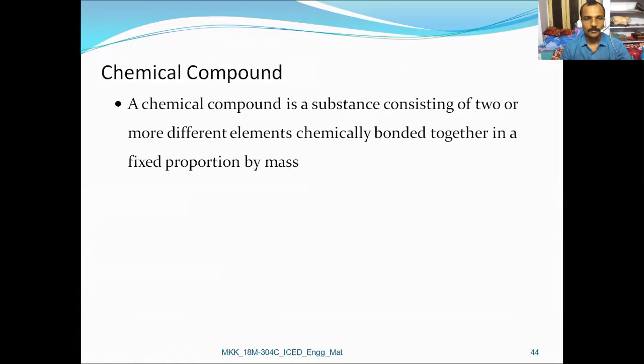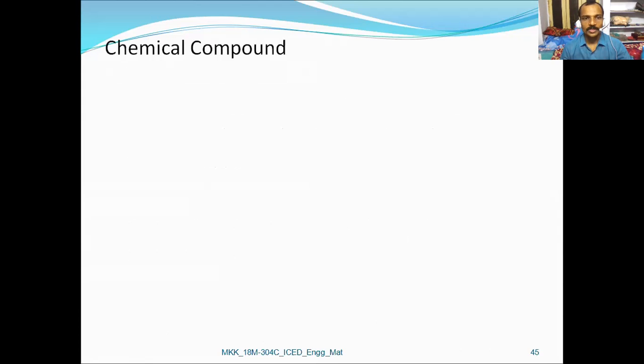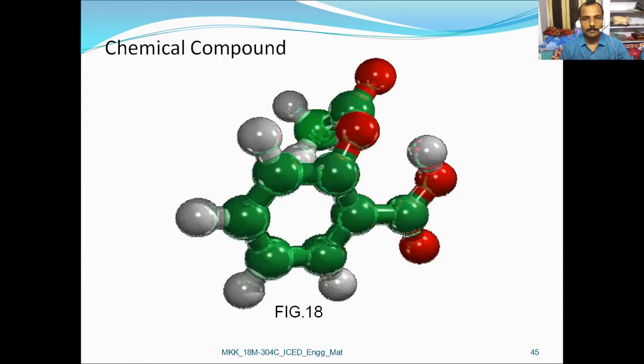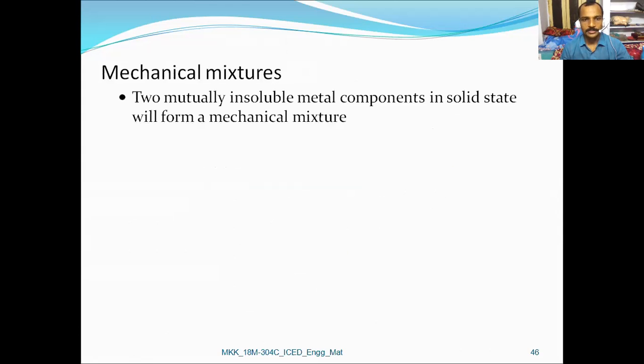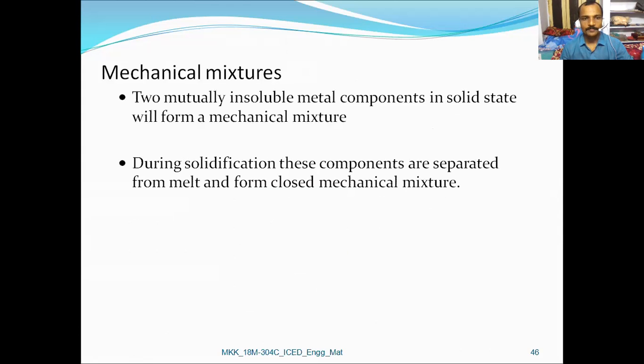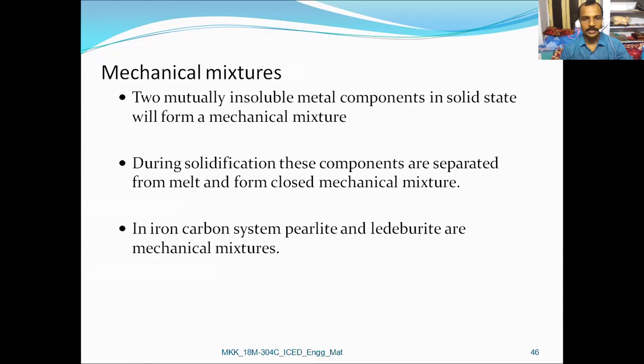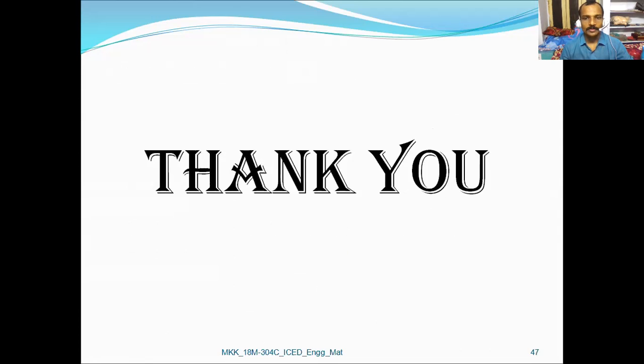Later we focused on a chemical compound. It is a substance consisting of two or more different elements chemically bonded together in a fixed proportion by mass. Later, we took an example, mechanical mixtures. Mechanical mixtures are formed when two mutually insoluble metal components in the solid state form a mechanical mixture. So with this, we are concluding this particular presentation.